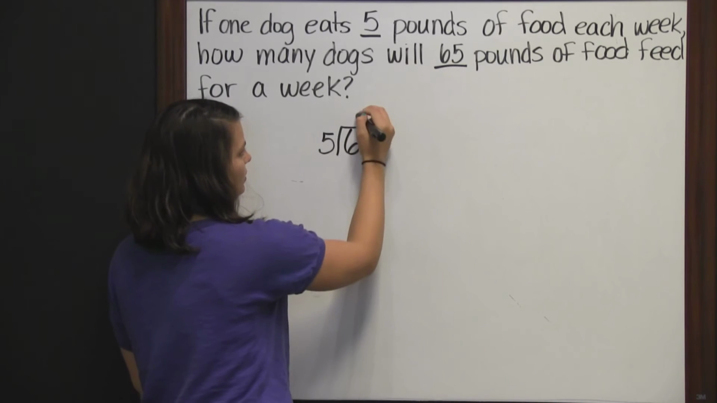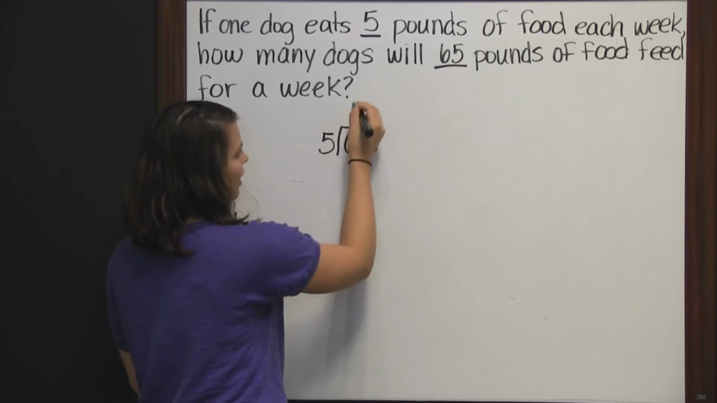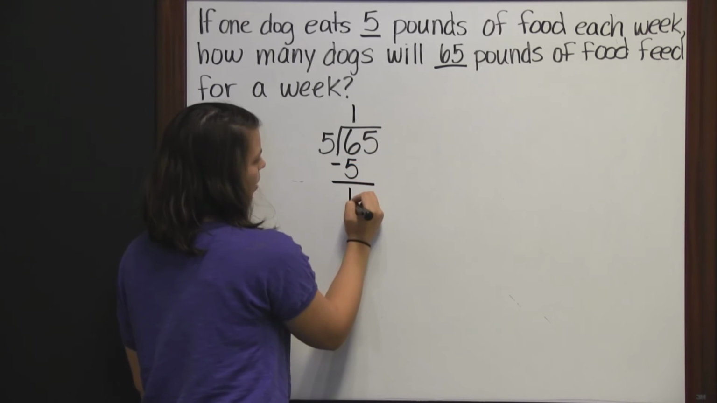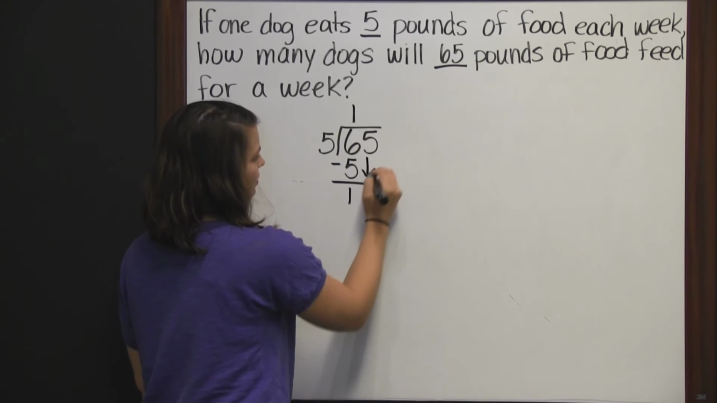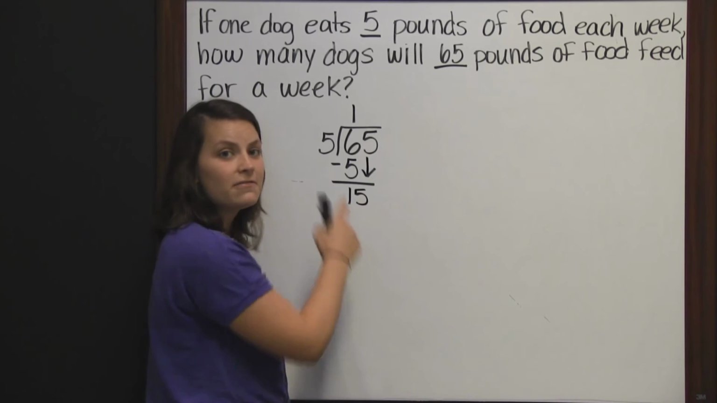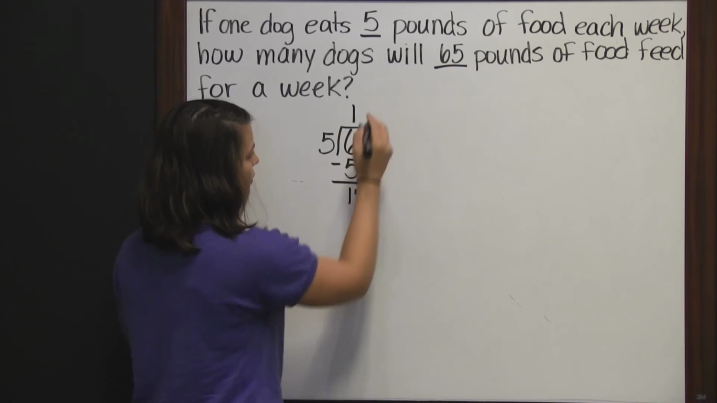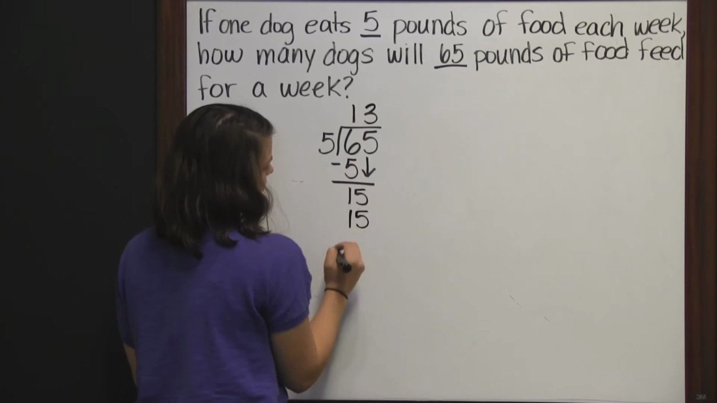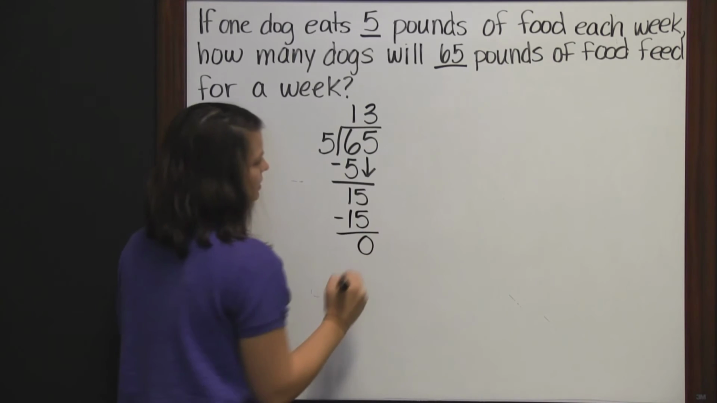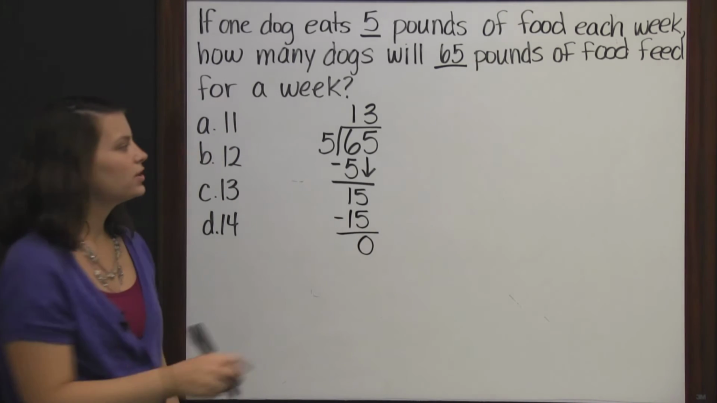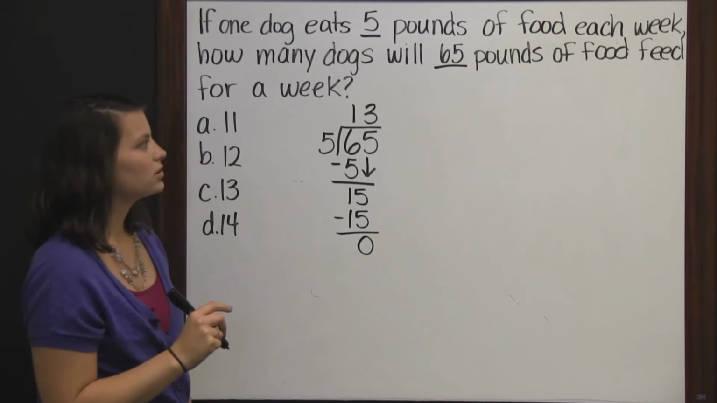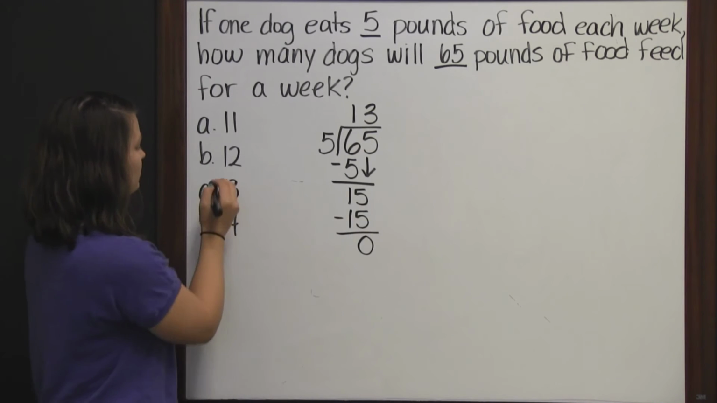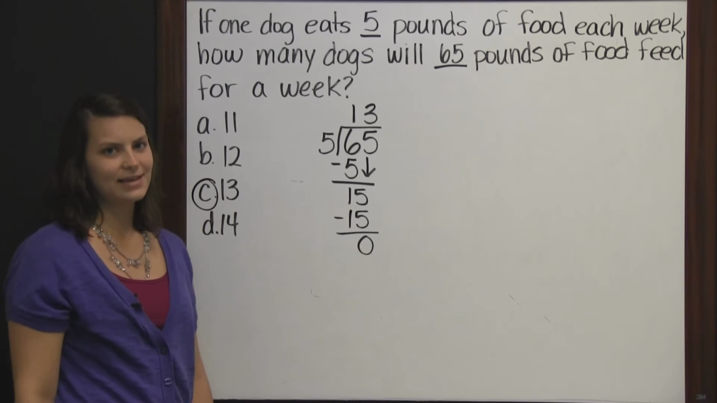5 goes into 6 one time. 5 times 1 is 5. Subtract and we get 1, and then we bring down the 5. 5 goes into 15 3 times. 5 times 3 is 15. We subtract and we get a 0 remainder. So that means that 13 dogs can be fed the 5 pounds a week, which is answer choice C.